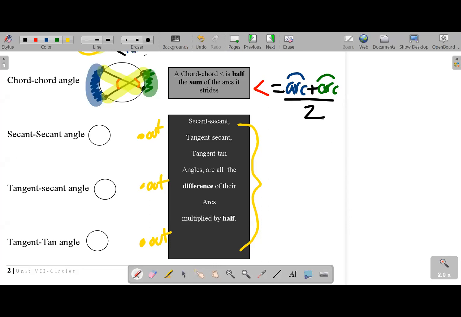So we have chord angle, where you average the arcs. I want you to see a secant goes all the way through at 2 points, or goes through and stops, but it's still going through at 2 points. Then we have a tan secant and a tan.